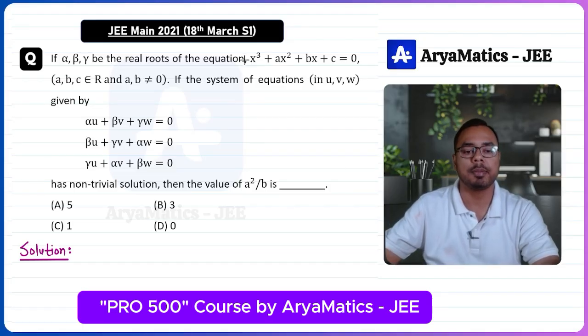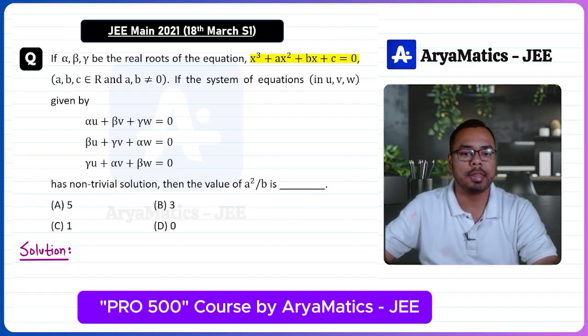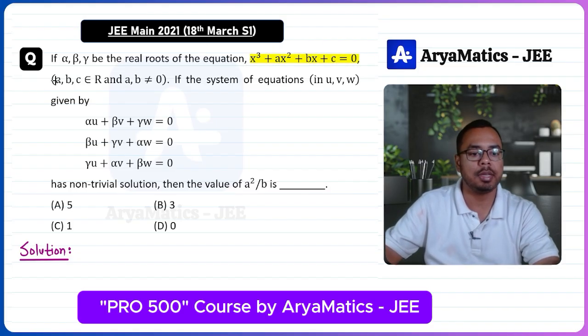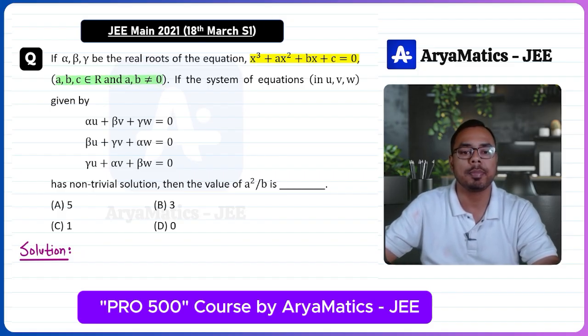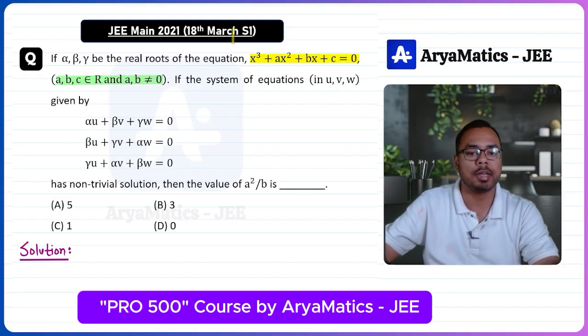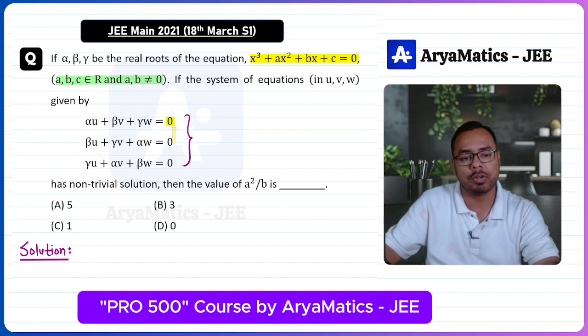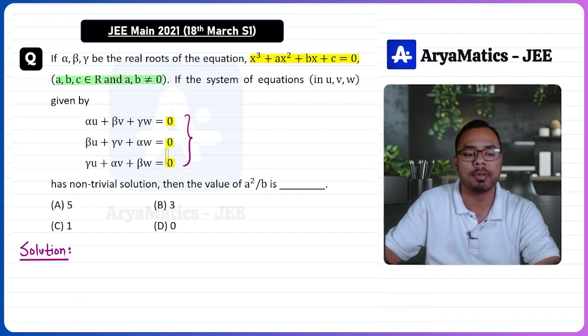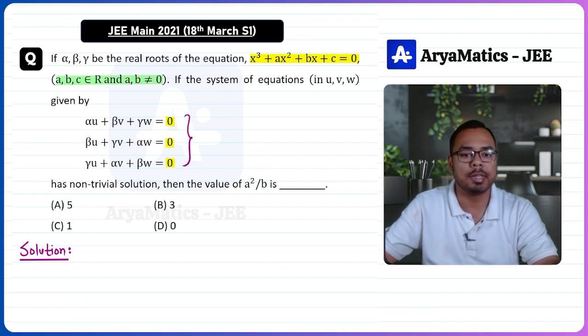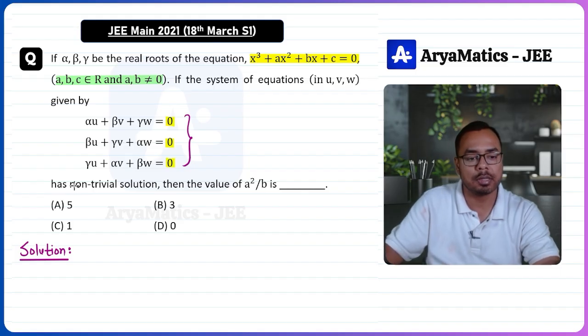If alpha, beta, gamma are the real roots of this cubic equation, it is given that a, b, c belong to R and a and b, these two, are non-zero. If this system of linear equations in u, v, w, and as you can see the right-hand side is 0, which means we have a homogeneous system of linear equations, has a non-trivial solution, right?